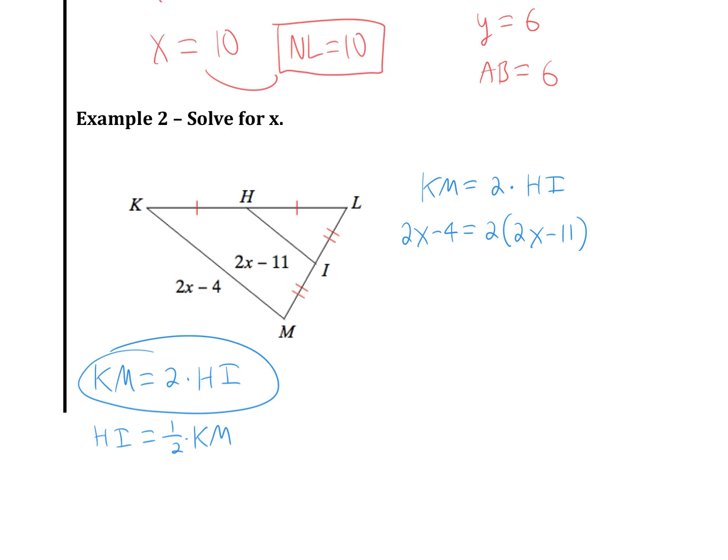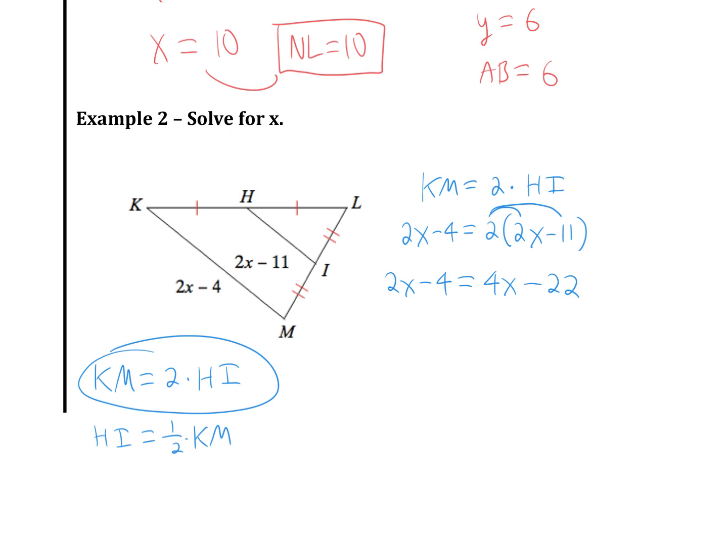How do we solve for x? Is there anything to distribute here? Yes, we've got to distribute the 2 to both of these. So we have 2x minus 4. What's 2 times 2x? It is 4x. What is 2 times negative 11? Negative 22. All right, now we got to solve for x. Anything else to distribute? No. Any like terms to combine? No.